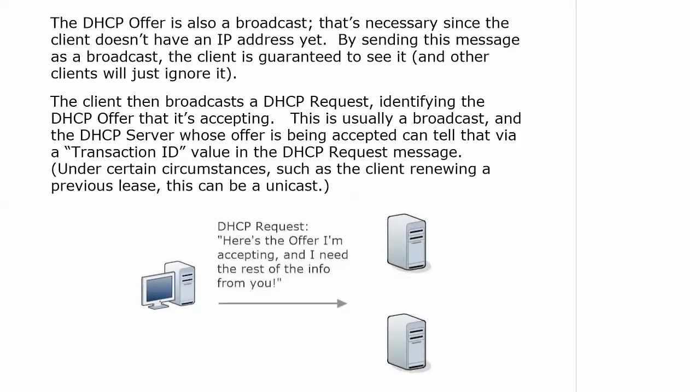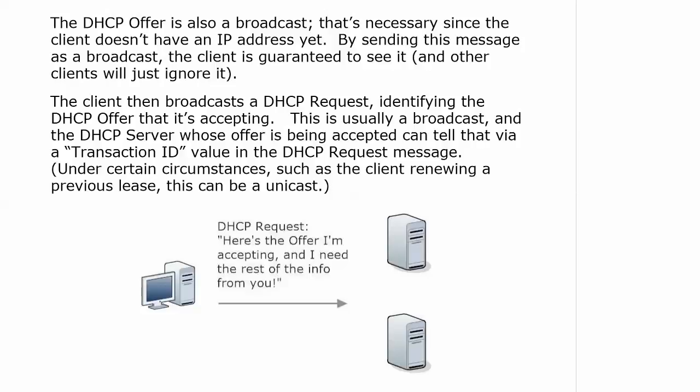Now, that DHCP offer is also a broadcast. And that's necessary because the client doesn't have an IP address yet, right? So we can't exactly unicast it back. By sending this message as a broadcast, the client is guaranteed to see it and the other clients will just ignore it.